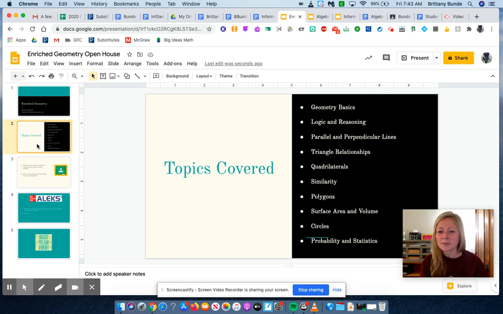Then we move on to parallel and perpendicular lines, triangle relationships, polygons, similarity. We have surface area and volume thrown in there. It's a good time. There's a lot of application to geometry, so students really enjoy this class because they see that there's a purpose outside of just the math classroom.